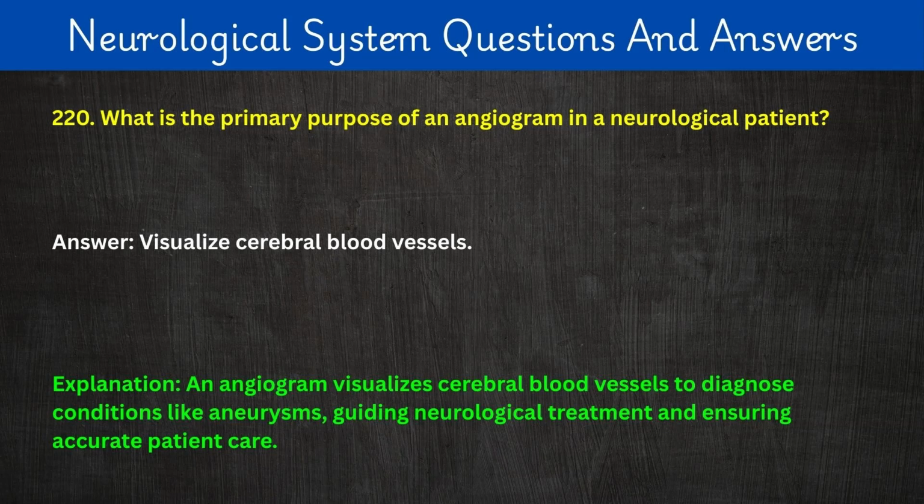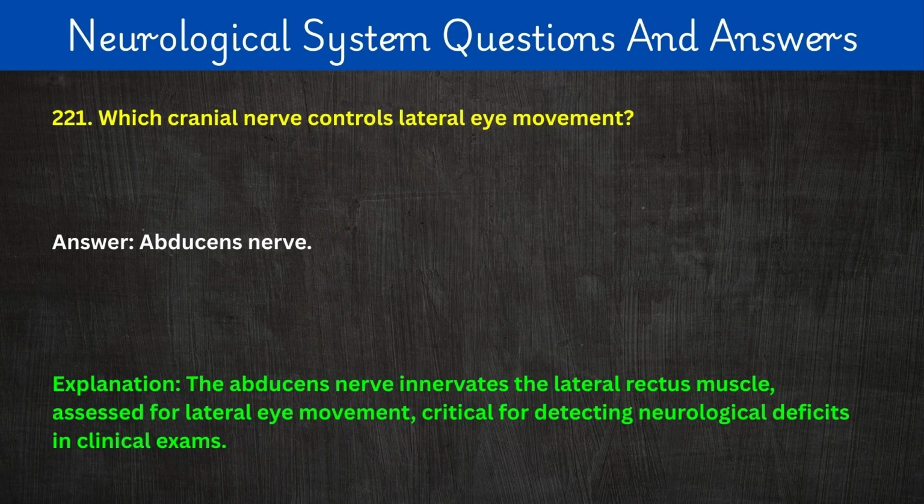220. What is the primary purpose of an angiogram in a neurological patient? Answer: visualize cerebral blood vessels. Explanation: an angiogram visualizes cerebral blood vessels to diagnose conditions like aneurysms, guiding neurological treatment and ensuring accurate patient care.